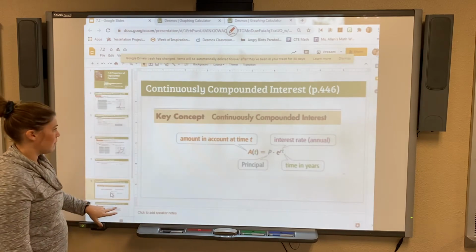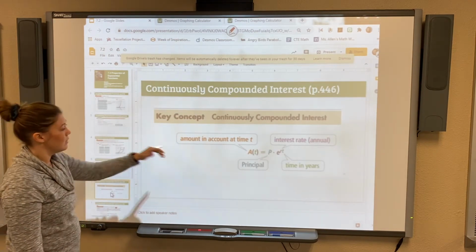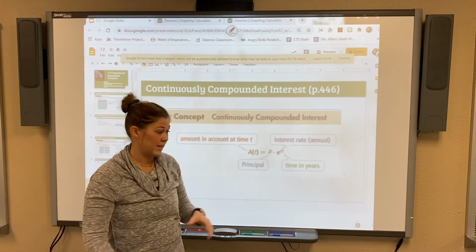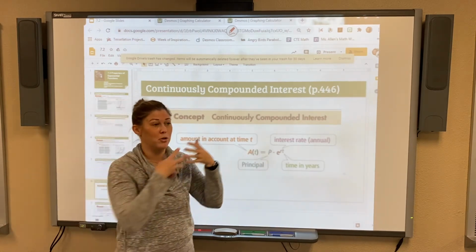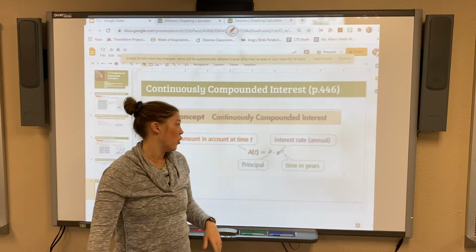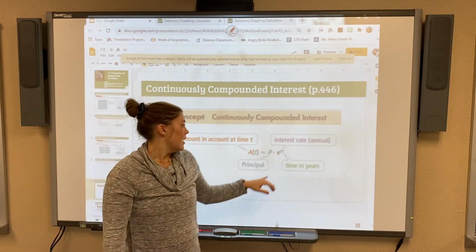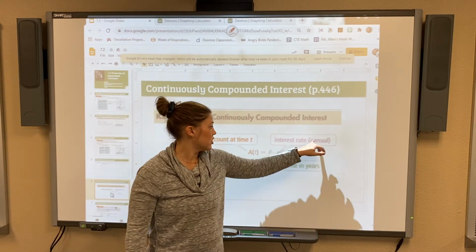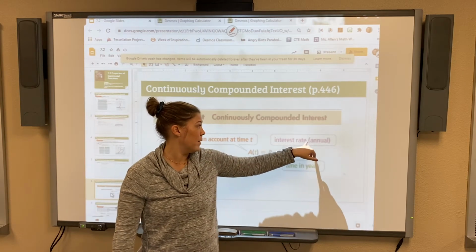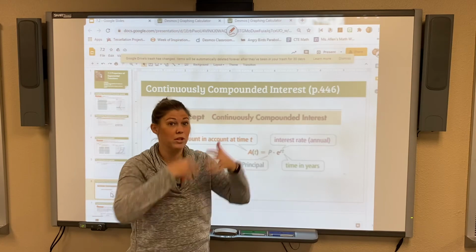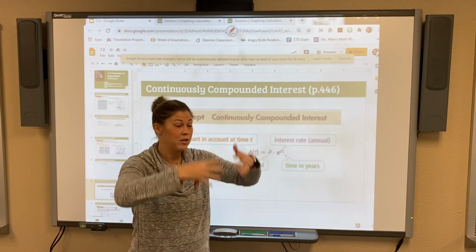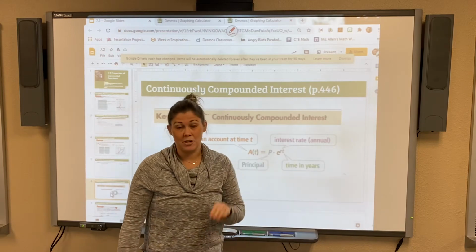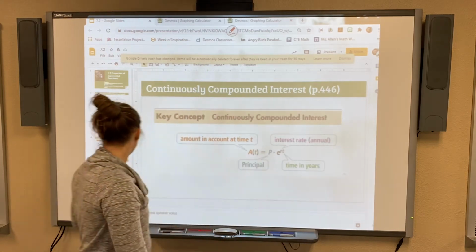So let's look at an example. Well, let me go over this again. Your P is your principal. The principal is your initial amount that you put into the bank or into your account. E is just our mathematical number that we're going to use. r is your interest rate annually, that is compounded every year. That is in your exponent, and that's being multiplied by the time in years that the money is in that account.